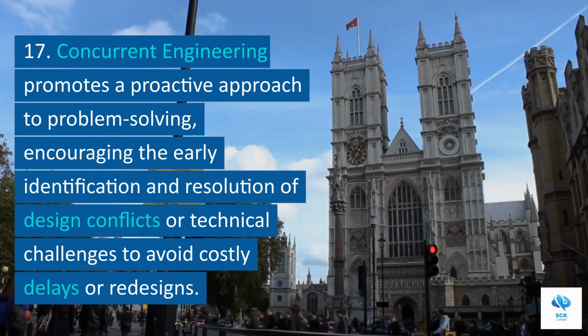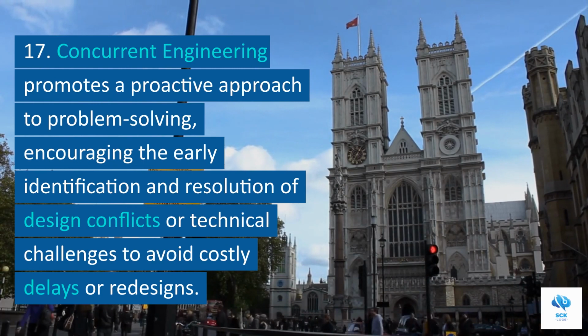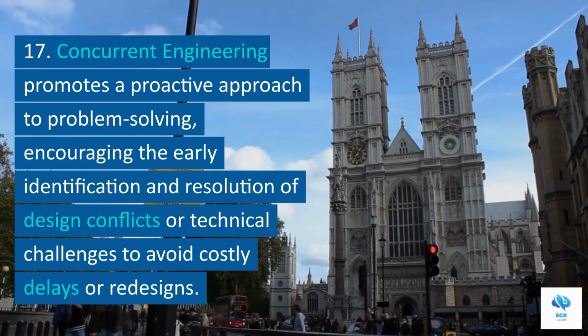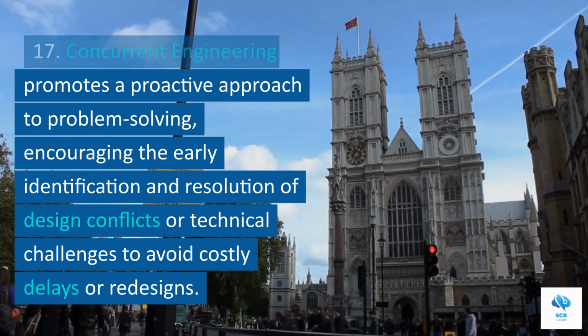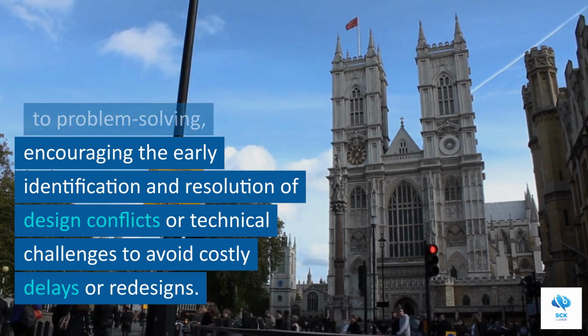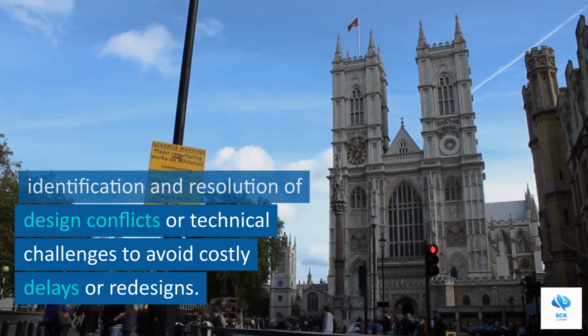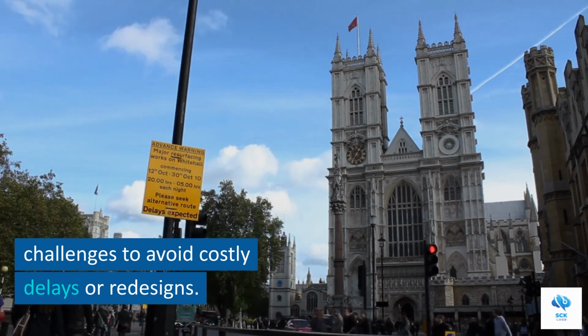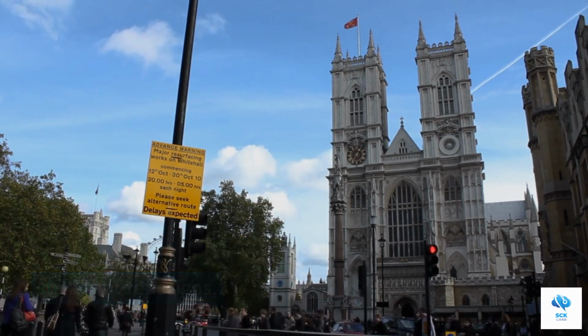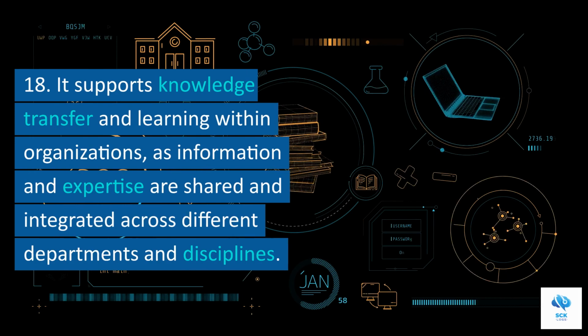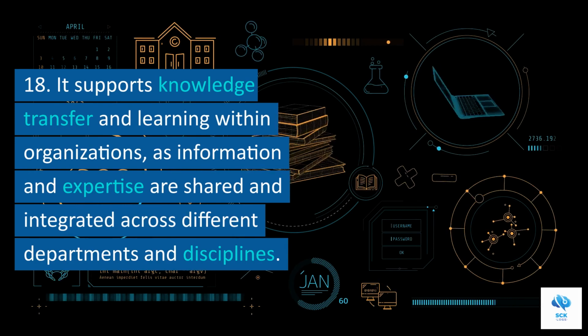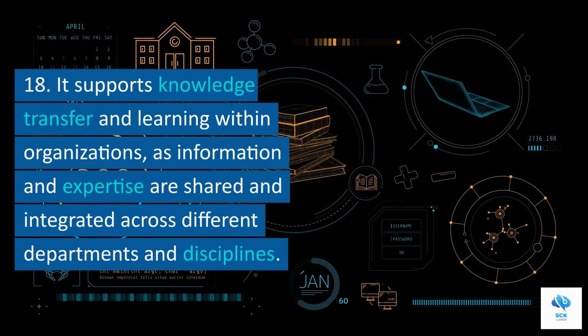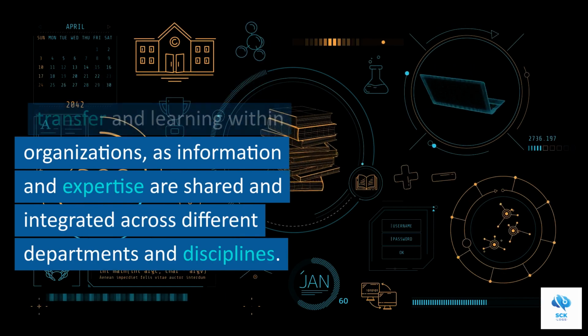17. Concurrent engineering promotes a proactive approach to problem solving, encouraging the early identification and resolution of design conflicts or technical challenges to avoid costly delays or redesigns. 18. It supports knowledge transfer and learning within organizations, as information and expertise are shared and integrated across different departments and disciplines.